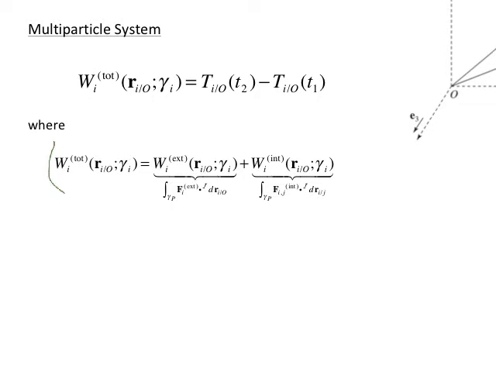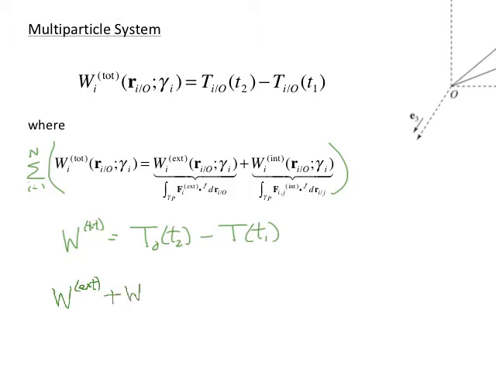Now in multiple particle systems, we can get the total work by summing from i equal to 1 to n across all the particles. And so this gives us that the total work for the entire system is equal to the total kinetic energy at time 2 minus the total kinetic energy at time 1. When we sum across both of these terms, we get two terms for the total work: the total work due to external forces, plus the work due to all the internal forces, and this is equal to the total kinetic energy at time 2 minus the total kinetic energy at time 1. And we've defined this as delta T sub O, the change in the total kinetic energy.